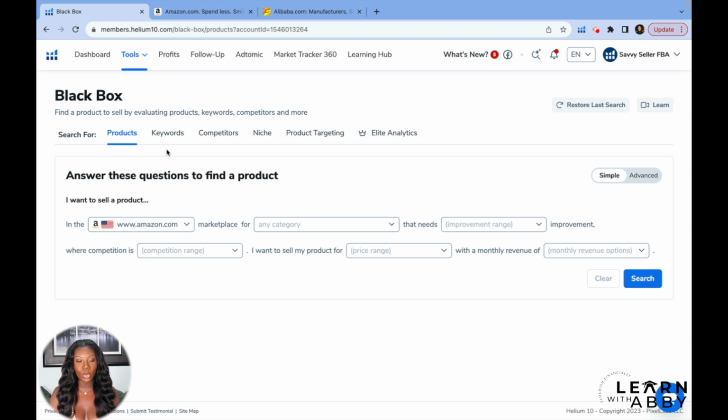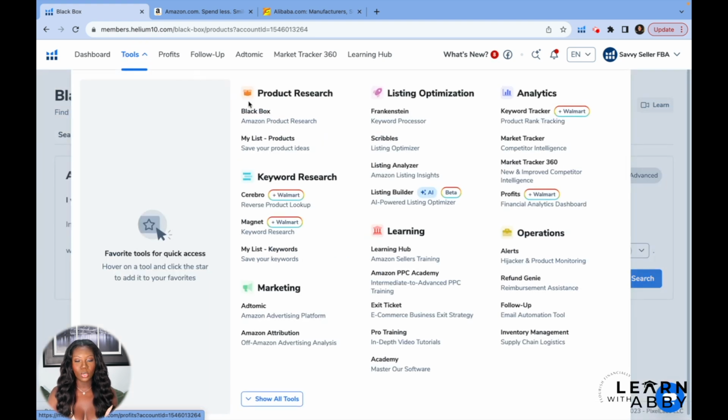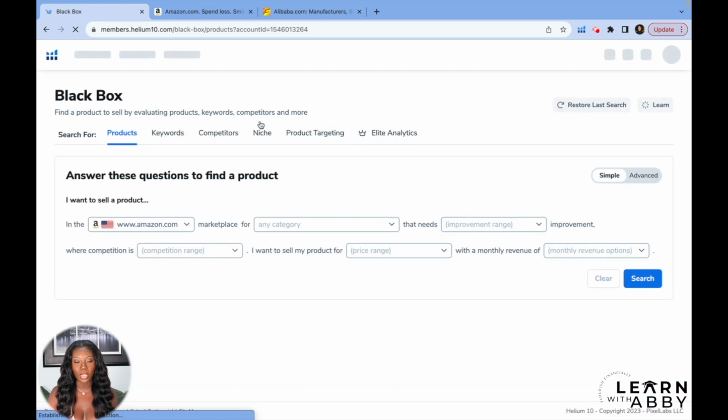So that being said, we're going to go here up top to this tab that says tools. I already clicked on that button only because I've got some other personal information on the homepage that I don't want to share. So you go ahead and click on tools and then you click on black box, and that's going to pull up the page that we are looking at now.